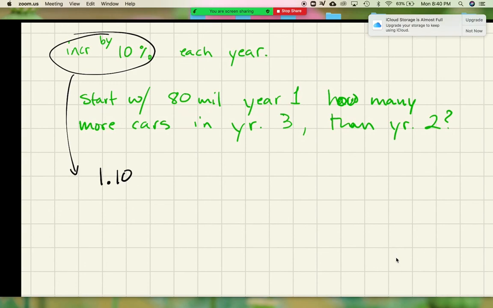The shortcut rule to remember is if it says increase by some percent, you put 1 and then a point and then whatever the percent is. So if this was 5%, then it would be 1.05. If it was 8%, it would be 1.08. If it was 52%, it would be 1.52. That's one thing.